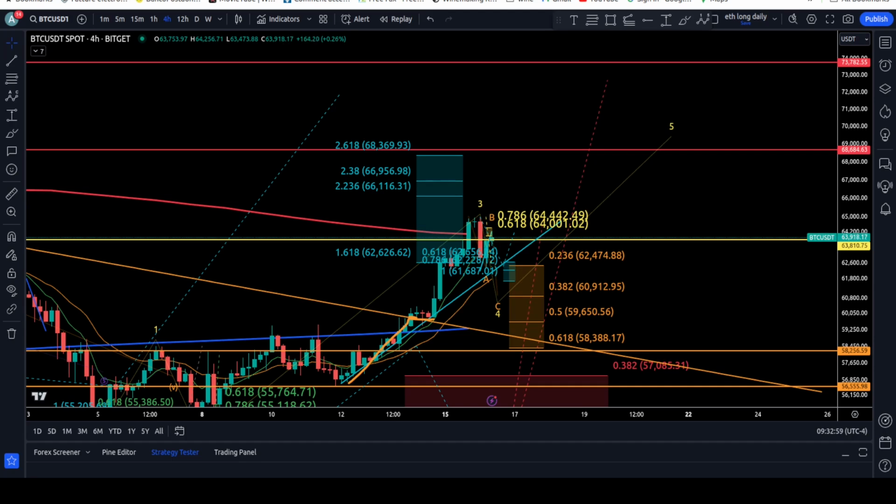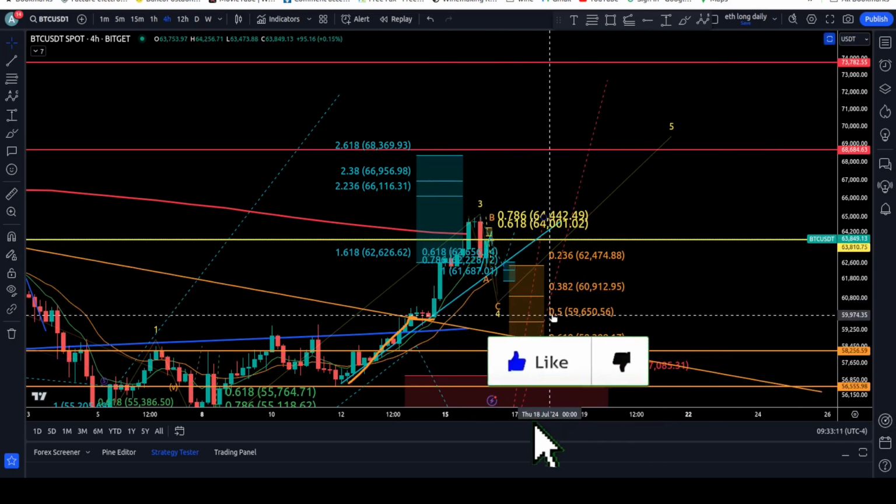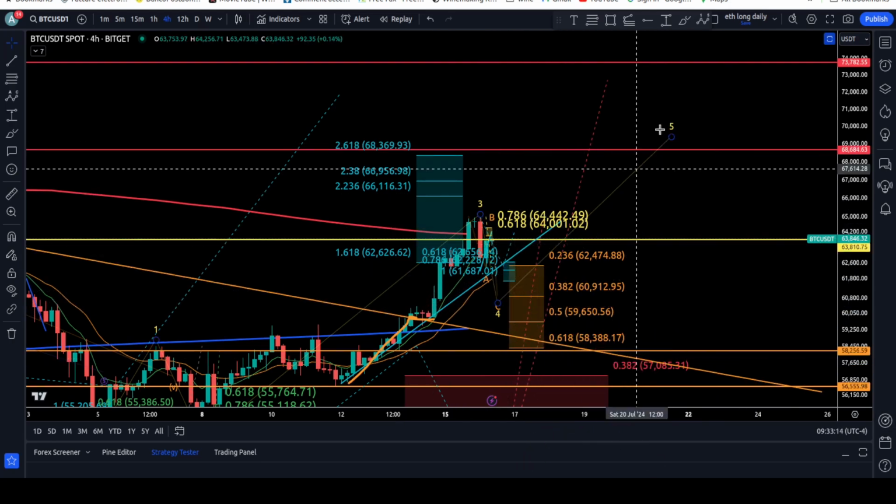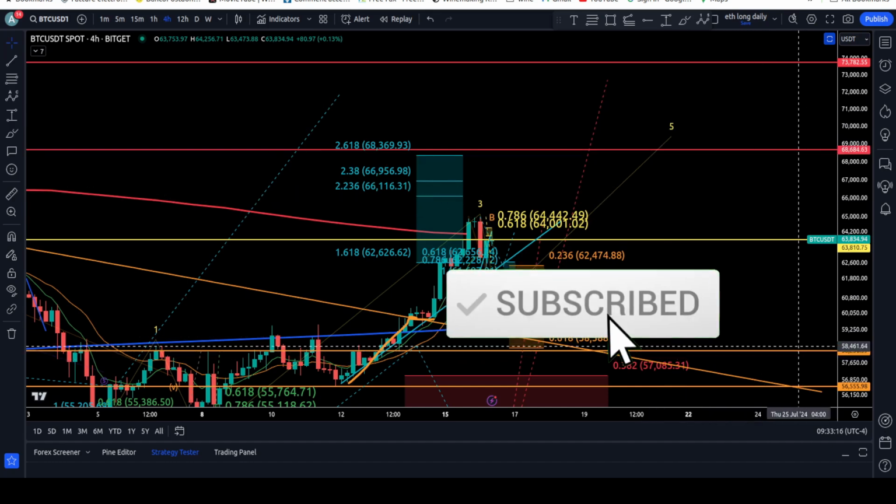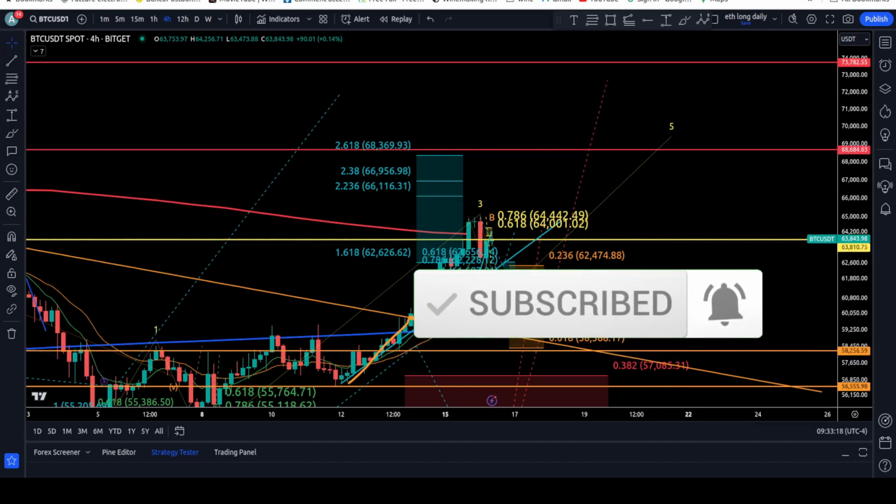What do you think? Are people going to buy or sell Mt. Gox and FTX? Do you think they're going to buy back? I mean, now it's fourth wave. Maybe they're going to wait for the fifth wave and wait for a bigger pullback. I don't know. Let's see. We shall see what's going to happen with this Bitcoin.